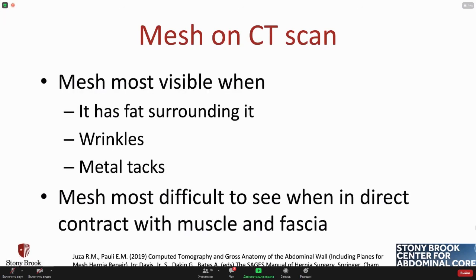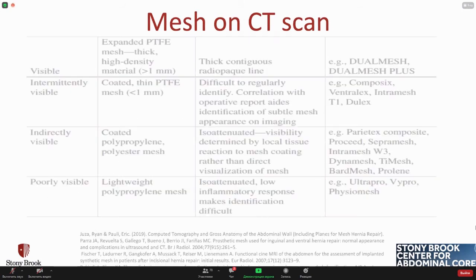What makes mesh visible on the CAT scan? Again, it has fat surrounding it. There may be wrinkles or scalloping. If there are tacks, a lot of times you're going to be able to almost see the circumference of the mesh for the most part. So you want to use these different fine points to really try to localize the mesh on your CT scan. For the most part, mesh that's in contact with the muscle is simply not going to be seen.